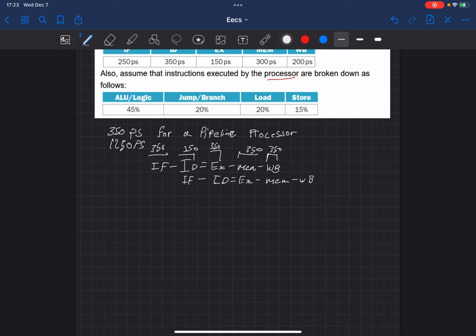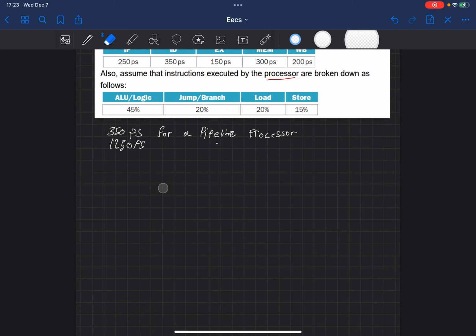also 350. And because of that, it's just going to be 350 times 5, so we can type that on the calculator. 350 times 5 is 1750 for load word in a pipeline processor.